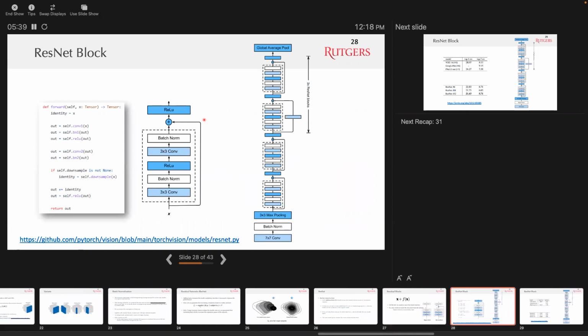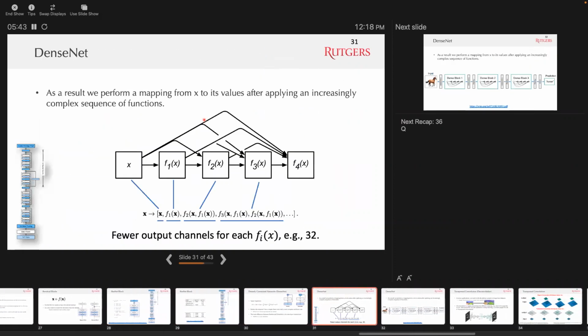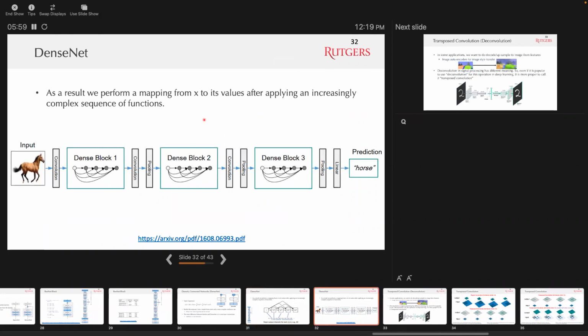And then we talked about DenseNet. DenseNet basically replaces the addition operation in ResNet with a concatenation. This is much more complex, but it achieves better results. So this is DenseNet.